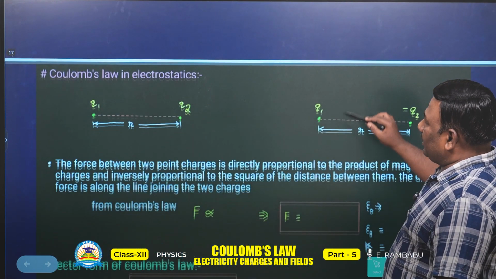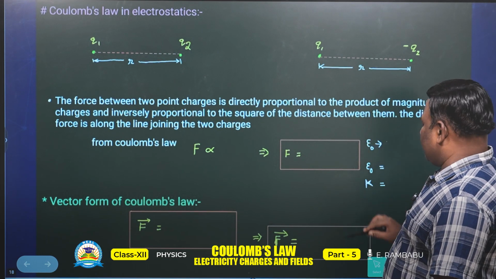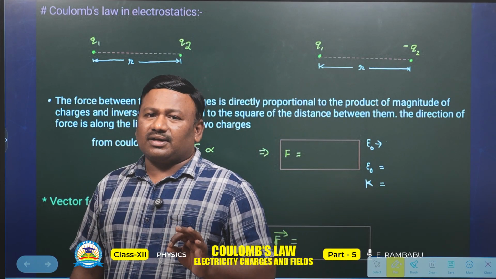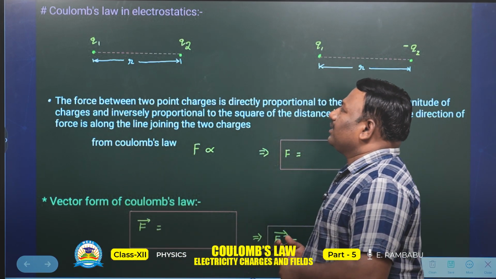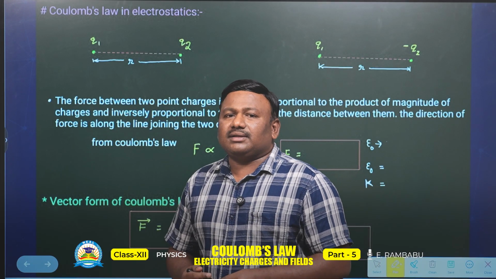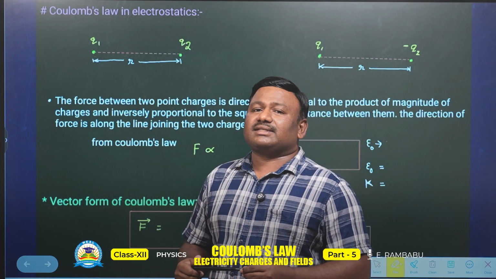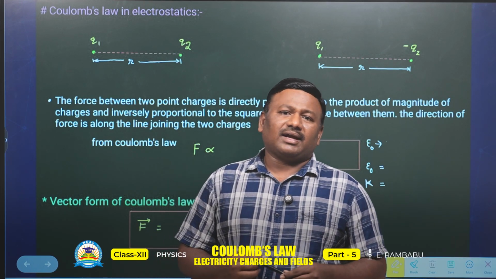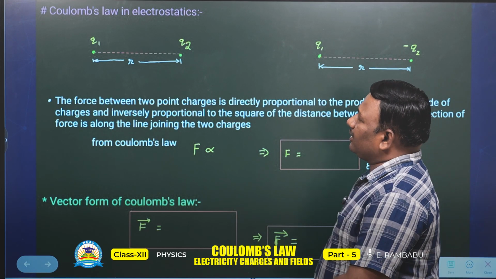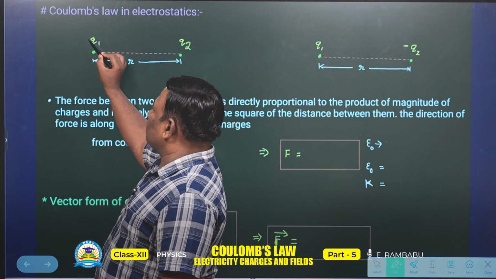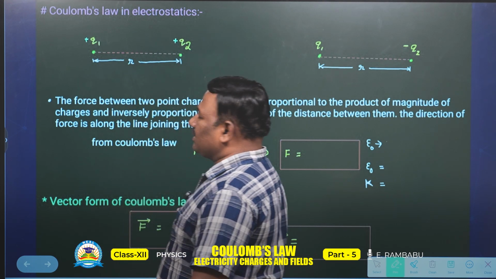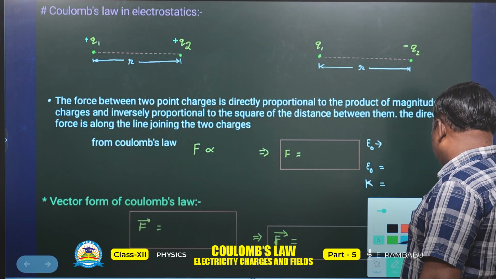See here, Coulomb's law in electrostatics, because here we are going to study electrostatics, where charges are at rest or stationary. I am going to consider two charges, and we already studied in the properties of charge that like charges repel and unlike charges attract each other. Here I consider two charges Q1 and Q2, both positive. Between positive charges, a repulsive force exists.